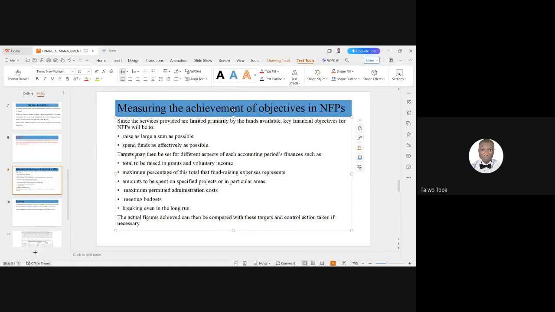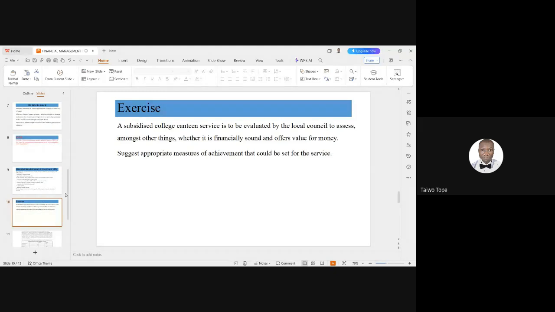Though their main aim is not to make profit, it is to see that the reason for setting up that firm is achieved. Now, I just have this simple exercise, though this is not the major thing I want us to solve, but let's just look at it. A subsidized college canteen service is to be evaluated by the local council to assess, among other things, whether it is financially sound and offers value for money. Suggest appropriate measures of achievement that could be set for the service.